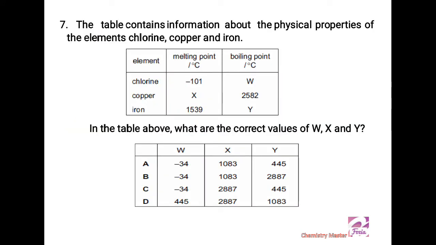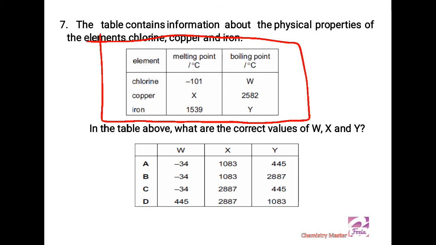Okay, now we come to discuss MCQ number 7, which is a bit tricky, but I know that you are very smart in this task. So we see there's a table which informs us about the physical properties of 3 elements: copper, chlorine and iron, and the melting and boiling points are there. These melting and boiling points will help us judge in which physical state each element is found.